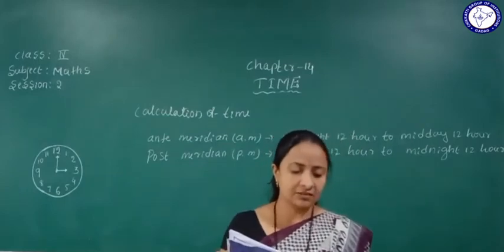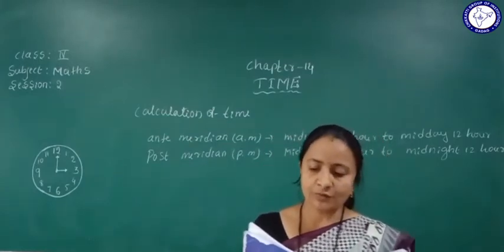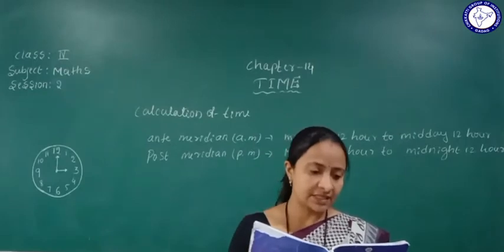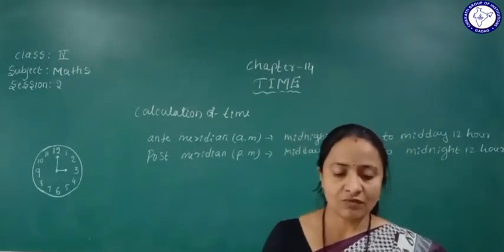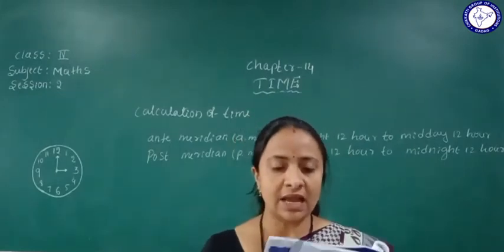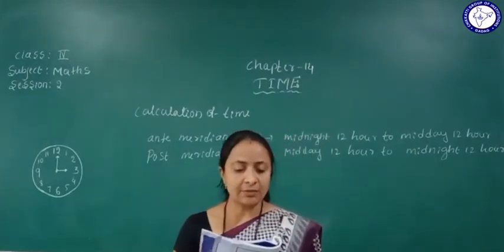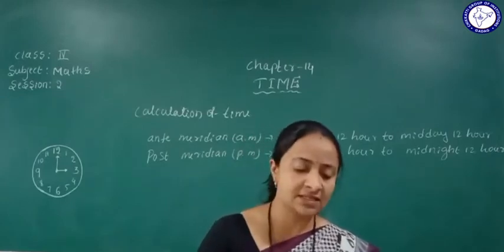Next, they have given two examples on time in a 24-hour clock. First one: in the railway timetable, the departure time of the train is written as 18 hour.